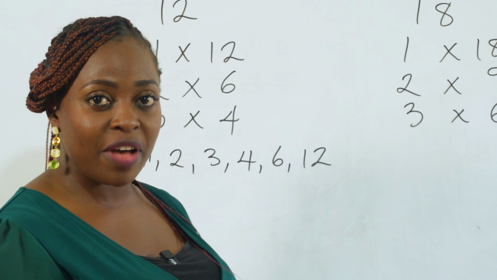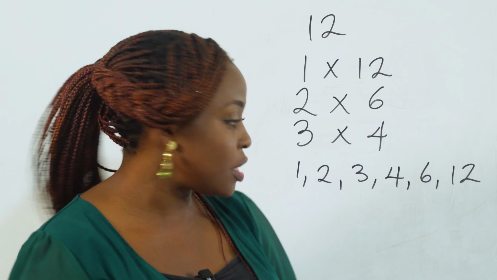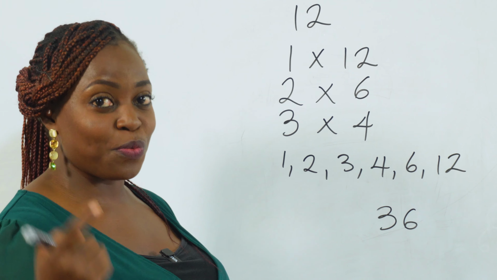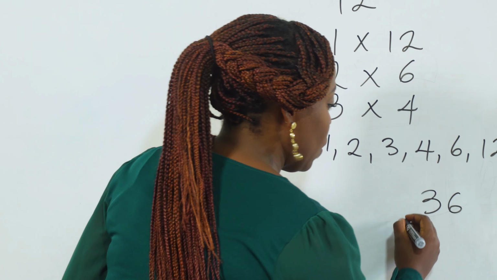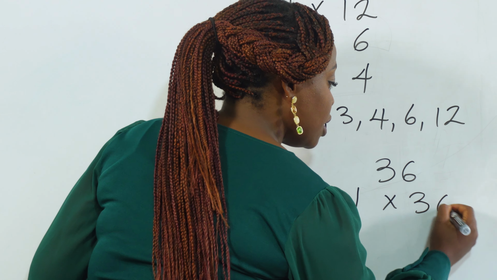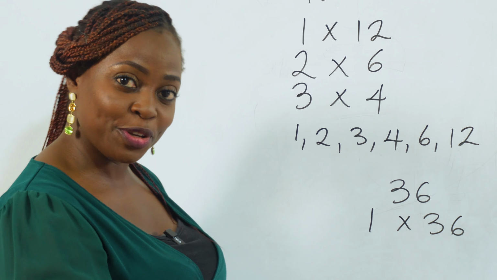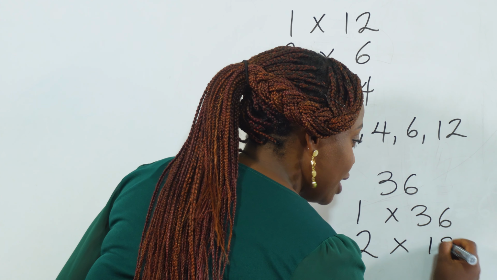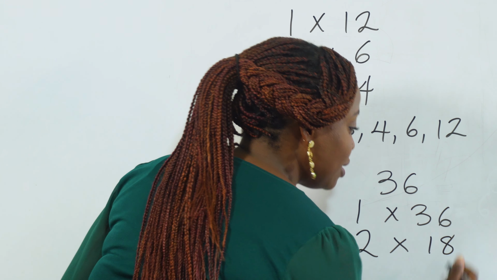Now let's try another number. Say 36. Remember, always start with 1 times the number. So 1 times 36 will give me 36. Good. 2 times, yes, you guessed it, 18 will give me 36. Yes. 3 times 12 will give me 36. Fantastic. 4 times 9 will give me 36.